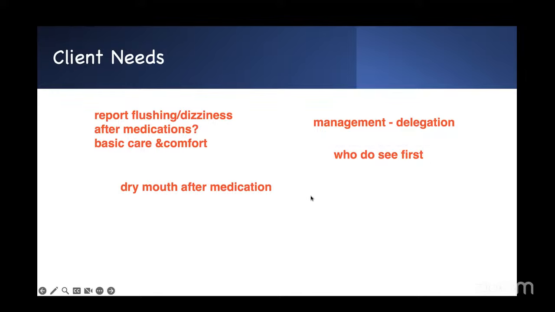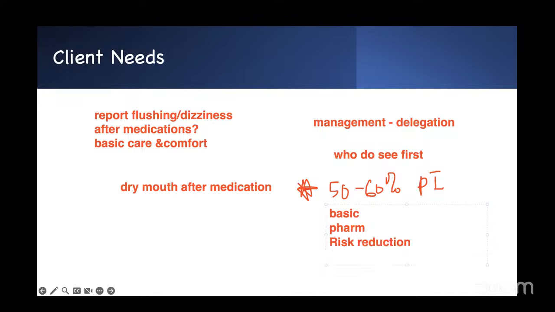If you're trying to pass this NCLEX, look, 50 to 60% of your test is all physiological integrity. I call it the PI. Why? Because it has basic care and comfort. What else does it have? It has pharmacology in it. It has risk reduction, and it has physiological adaptation. So this is very, very important.